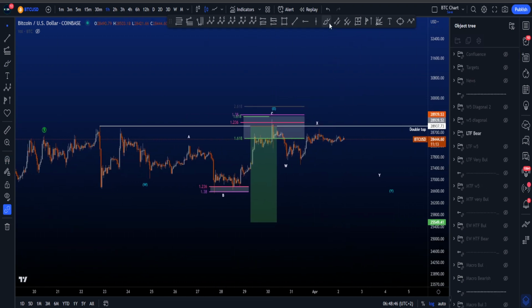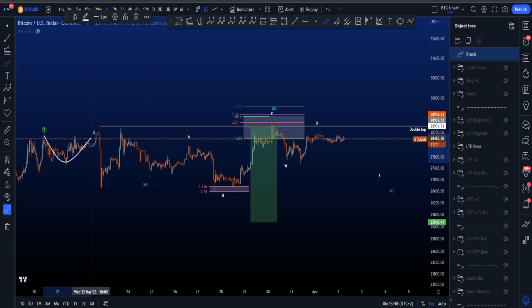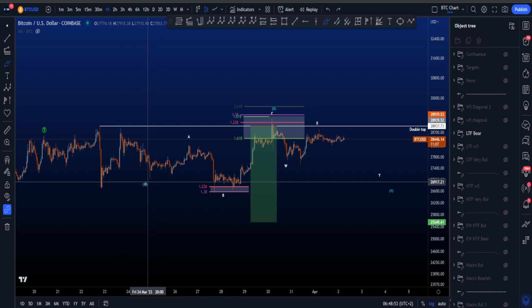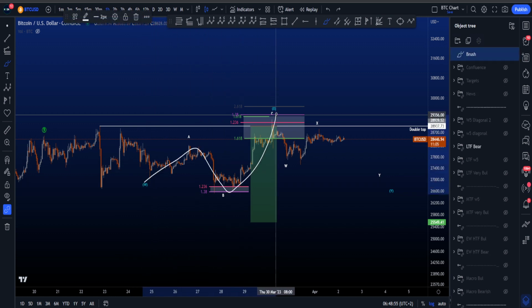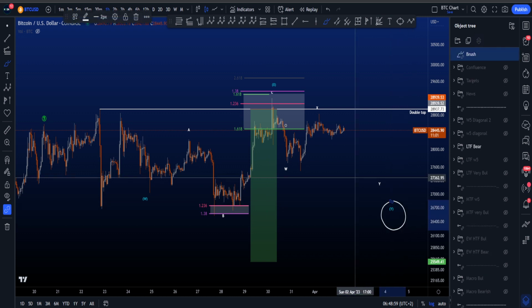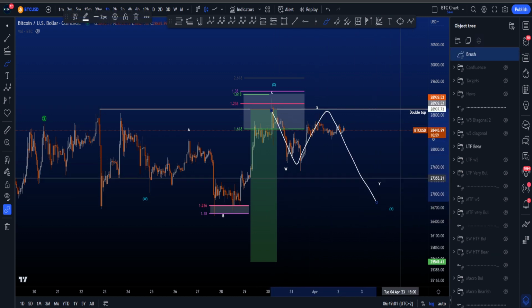So now we are in a corrective structure, which over here is a 3 wave, and another 3 wave in a W. Then we have an ABC expanding flat in wave X, before now we are looking for a wave Y to the downside in a 3 wave structure.